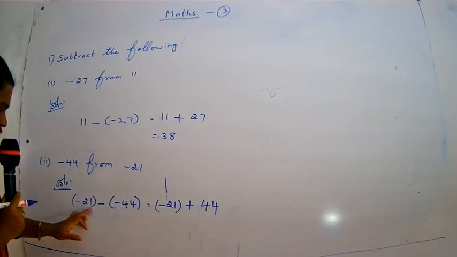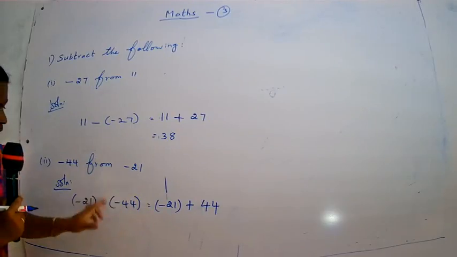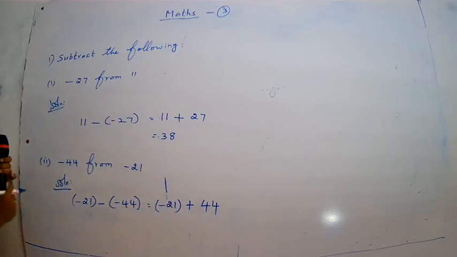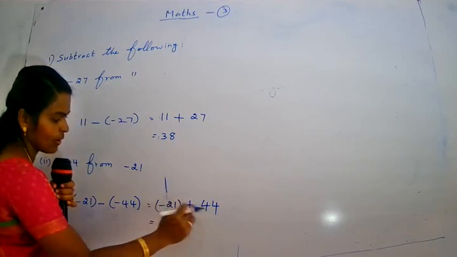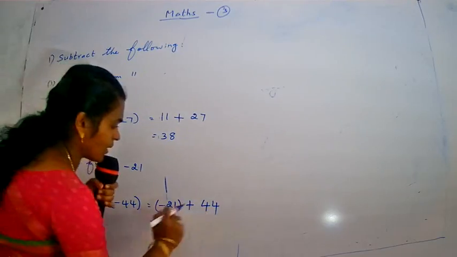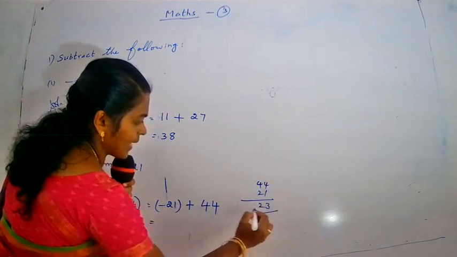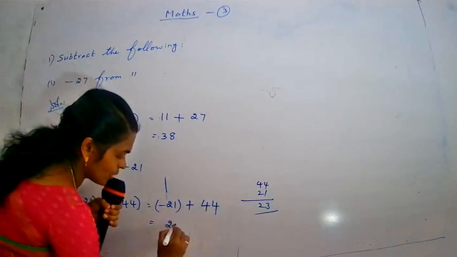Okay. So minus 21. Now you change the sign to plus, additive. That time you put the additive inverse. Okay. So minus 44's additive inverse is 44. Now we can add. Here is minus. Here is plus. So if the integers have opposite signs, we find the difference and put the greater value's sign. Yes or no? Yes. So 44 minus 21 sub பண்ண போறோம். Correct? Yes. So 44 minus 21, your answer is 23.